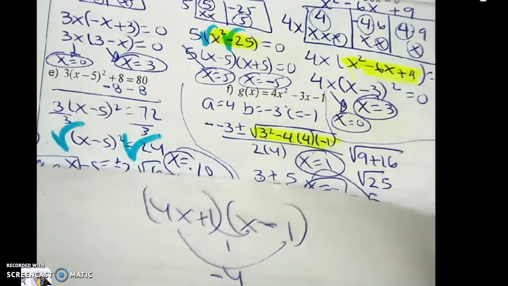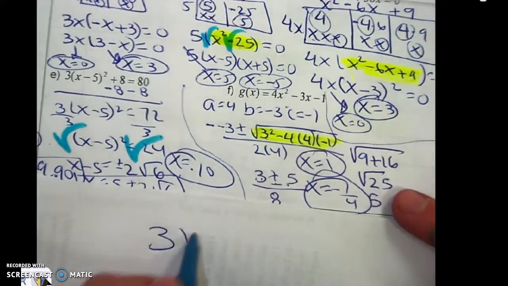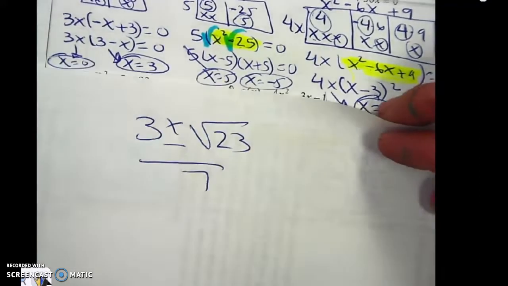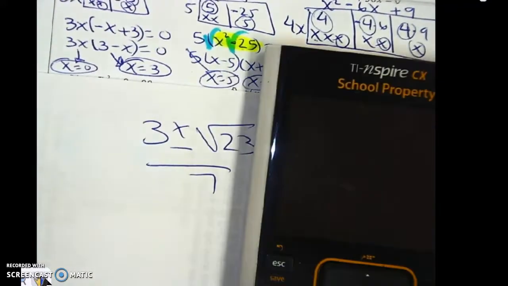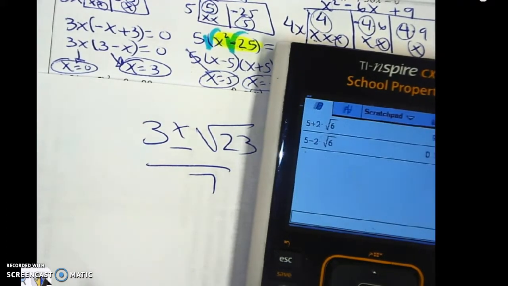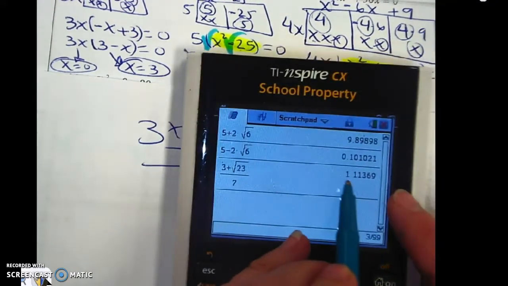Okay? I want to go over something. If you end up getting, let's say you did a quadratic formula, end up with 3 plus or minus the square root of 23 over 7. If you end up with an answer like that, you're going to get an opportunity for bonus. And what you're going to do is this. You're going to go control divide. Oops. Control divide, and that turns it to a fraction. And you're going to go 3 plus the square root of 23 over 7, enter. And it would be $1.11.